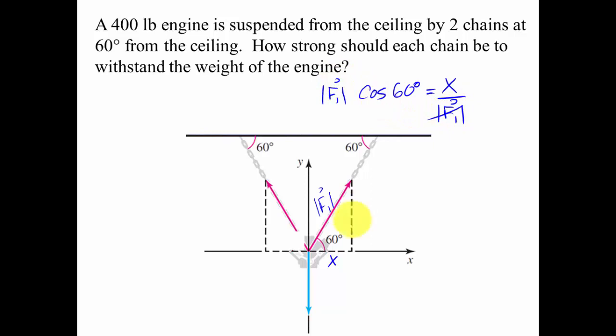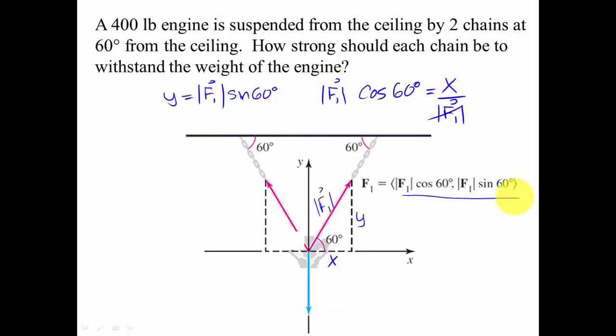Now we could do the same thing to find y, and this time it's going to be sine, so we'd have y equals the magnitude of F1 multiplied by the sine of 60 degrees. So we could express our force vector as the x component and the y component here, and here is our first vector. Now we can similarly do the same thing over here.